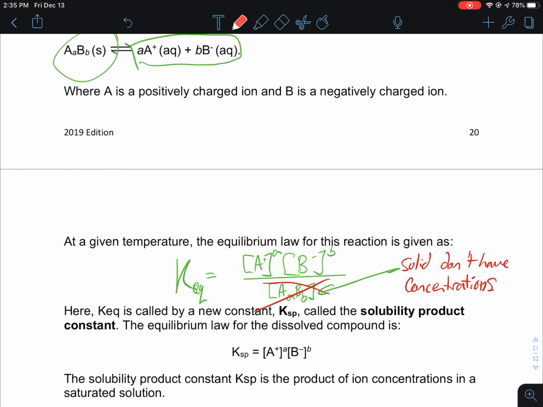They are not really part of the phase. They're not in the aqueous phase. To calculate an equilibrium, we really have to be talking about things in the same state.